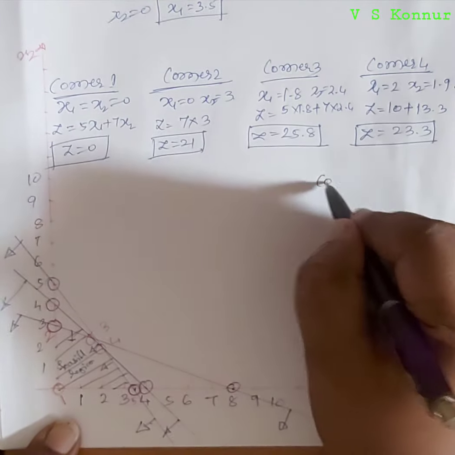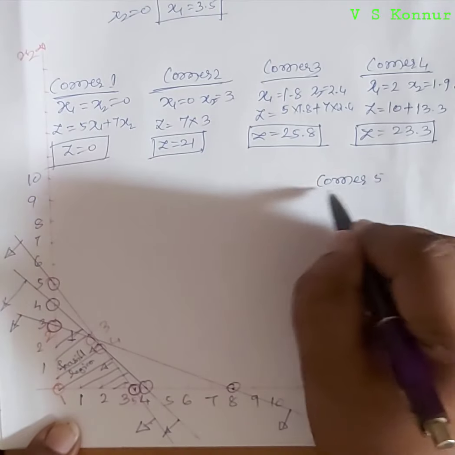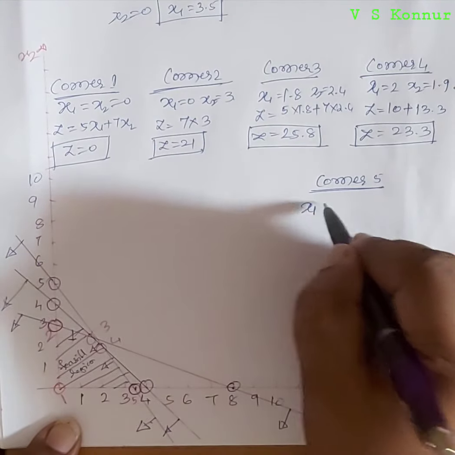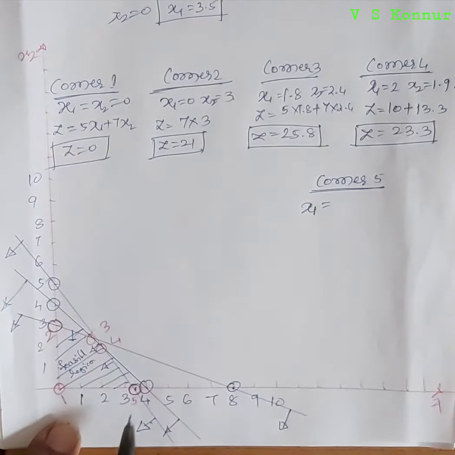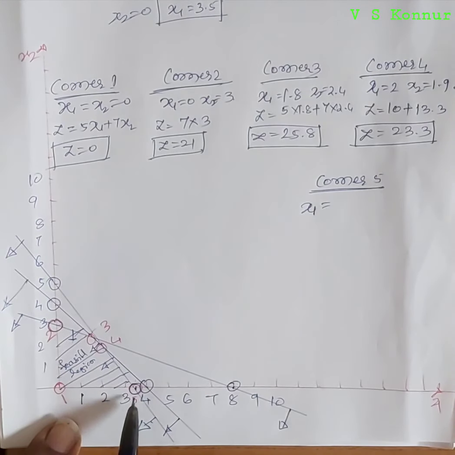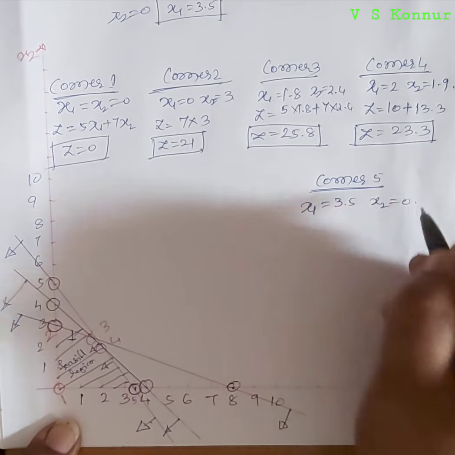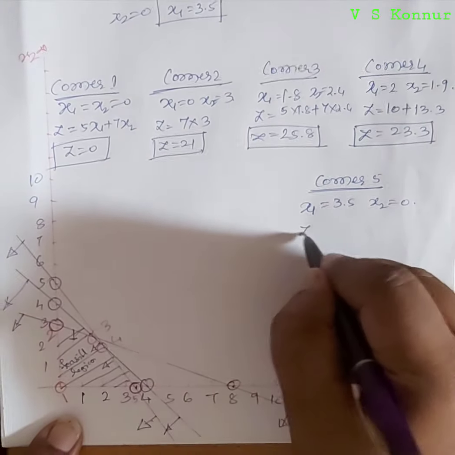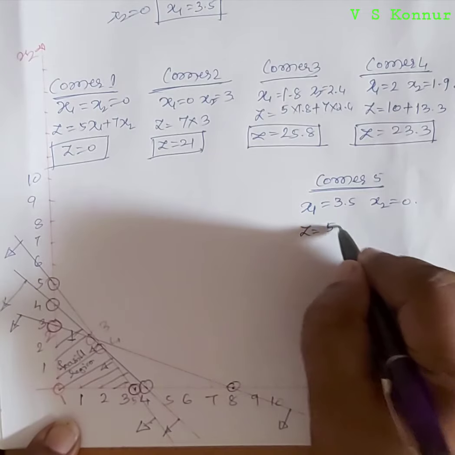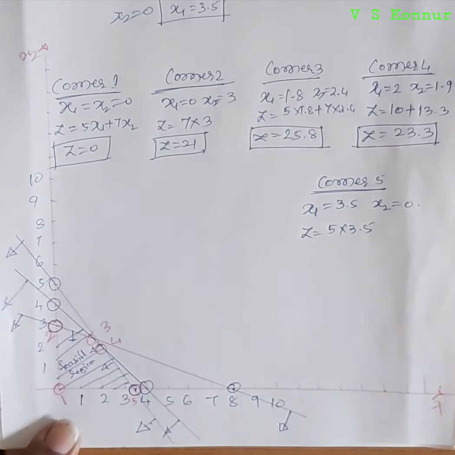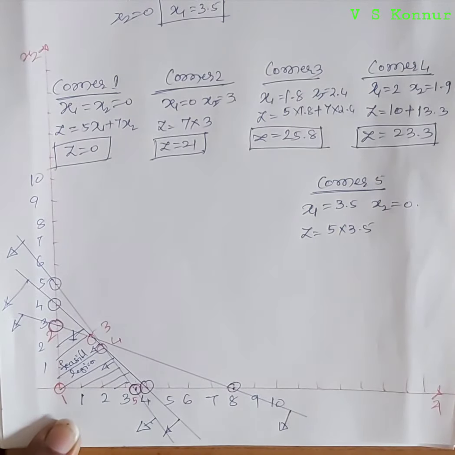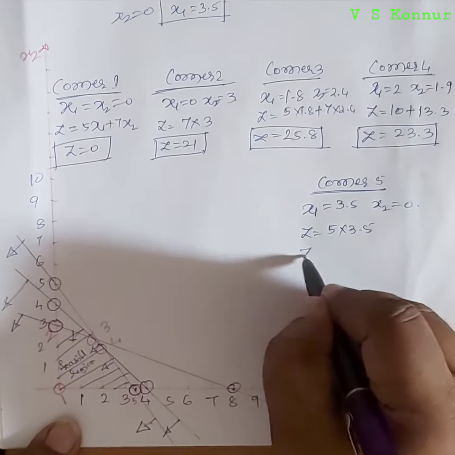So this is corner 5, x1 is equal to 3.5, x2 is equal to 0. So z is equal to only 5 into 3.5, 17.5.